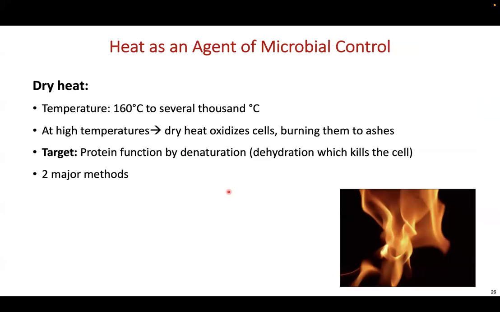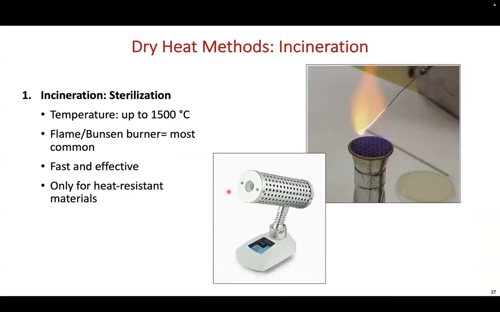So now let's talk of dry heat. For dry heat, you need a temperature range of around 160 degrees Celsius to several thousands, depending on how stubborn whatever you are dealing with is. At high temperatures, the dry heat oxidizes cells and burns them to ashes, so you end up killing every single microbe that is targeted. This method targets protein function by denaturing the protein. And under this, we also have two major methods for doing this.